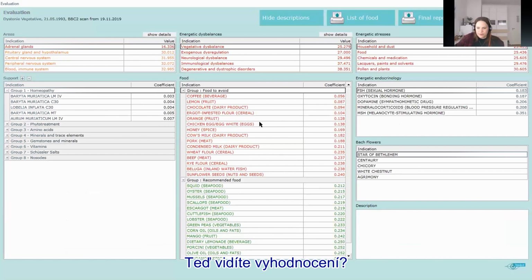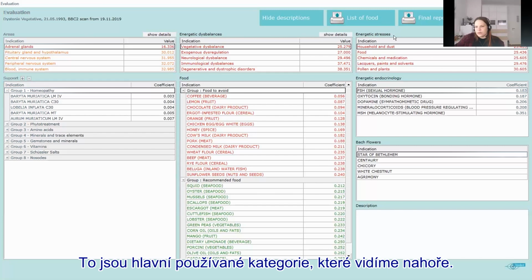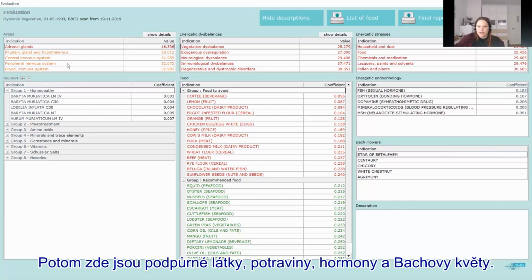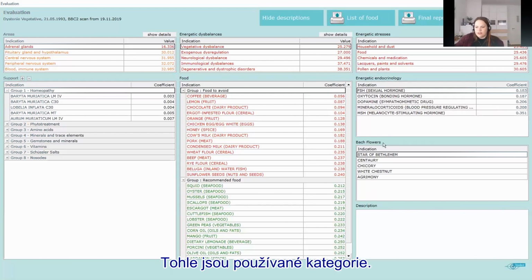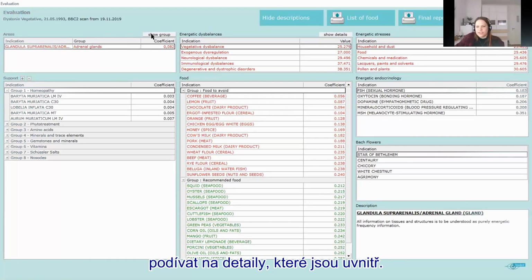Do you see the evaluation now? You always have the areas, the energetic disbalances, the energetic stresses. These are the main categories you use on the top. And then you have the support, the food, the energetic endocrinology, and the Bach flowers. These are the categories you use. And with the standard version, when you click at the areas, you can show details to see what's inside.